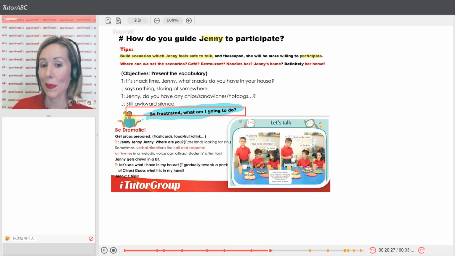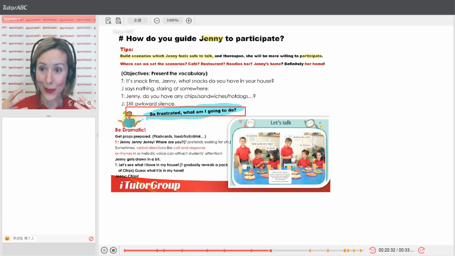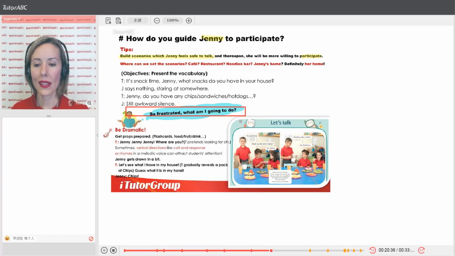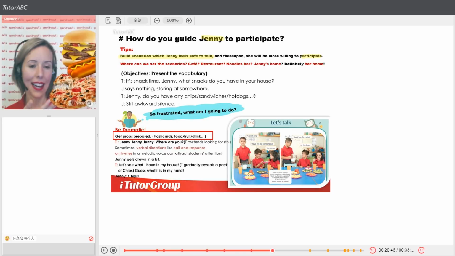You're trying to make it simple. You're giving her vocabulary. But it's still our issue. We still need to get the student to participate. So let's be dramatic. Let's make it a little bit more interesting and exciting. So get some props prepared. So we're talking about food. Let's pull out some of our, I have some mini cam objects here. This makes it more interesting. So hopefully to capture Jenny's attention. And who doesn't like talking about food, right?